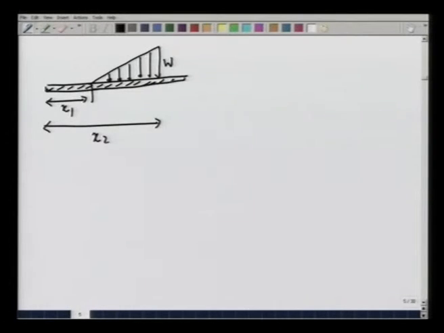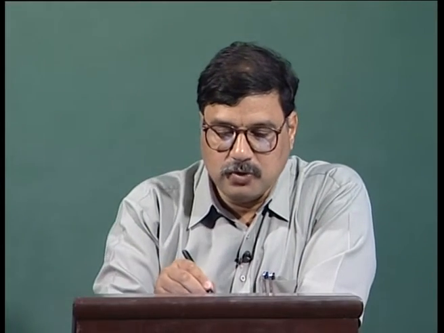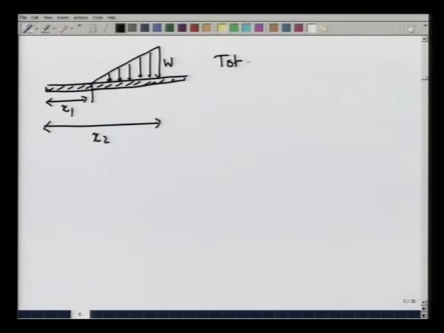And what we want to figure out is how much is the total force acting on the beam and where effectively is it acting. So, total force is going to be the area of this triangle, which is W times (x2 minus x1) divided by 2, and where it acts is at the centroid of this triangle.